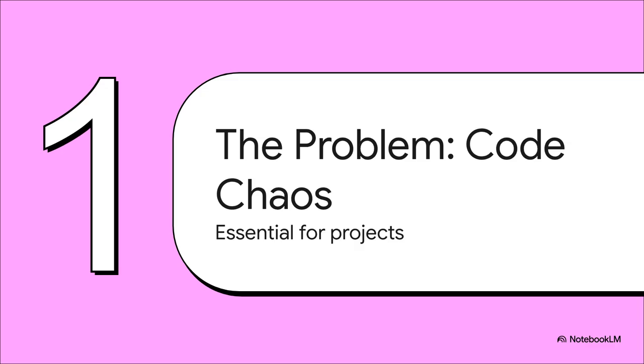Code chaos. I mean, think about it. When you have more than one person working on the same files, it is so easy to accidentally step on each other's toes. And that's where a version control system like Git isn't just nice to have, it's absolutely essential.